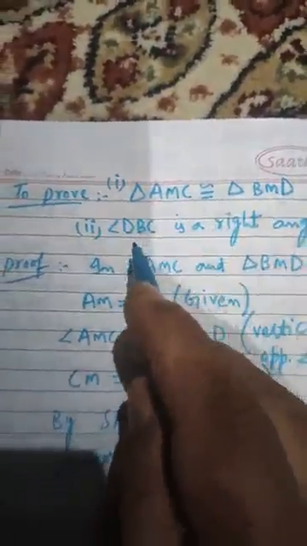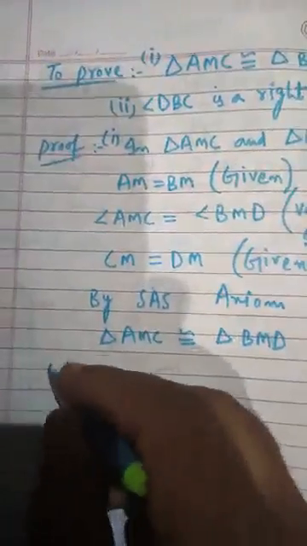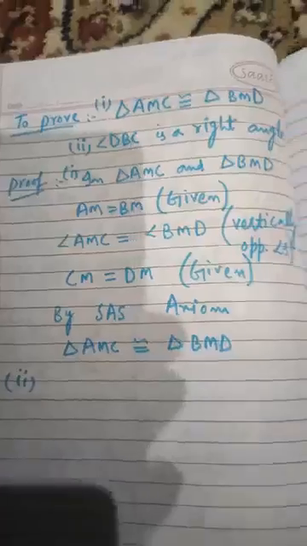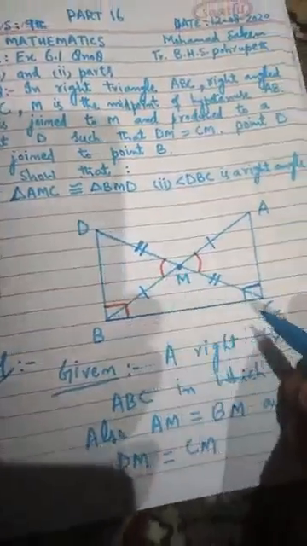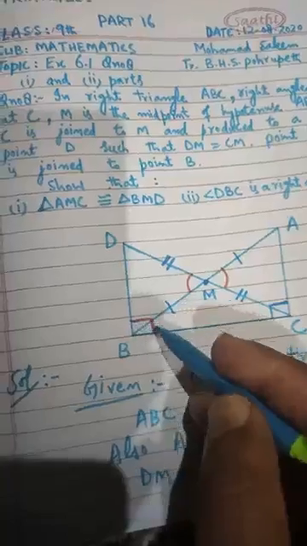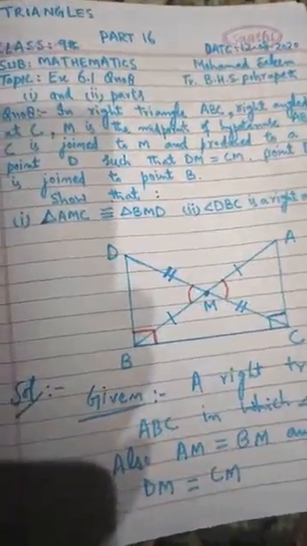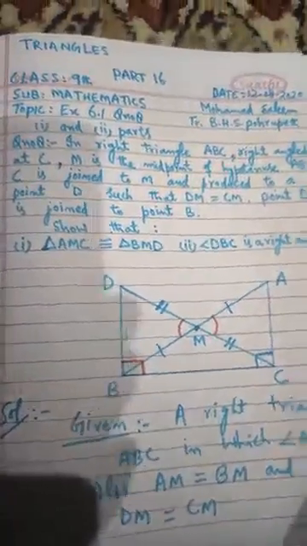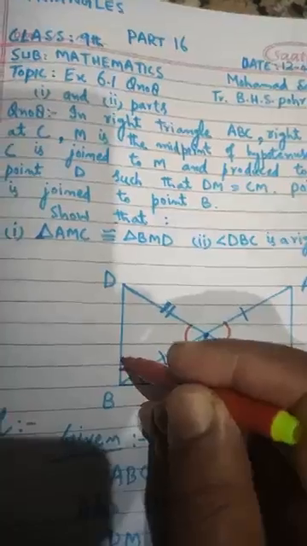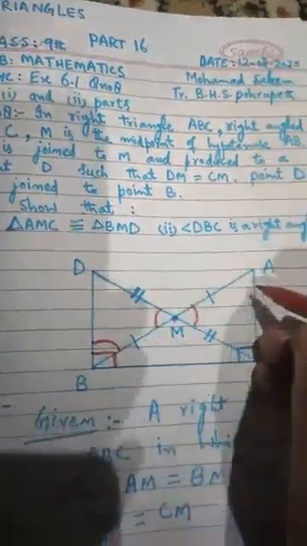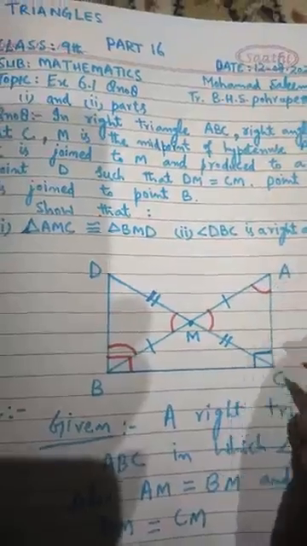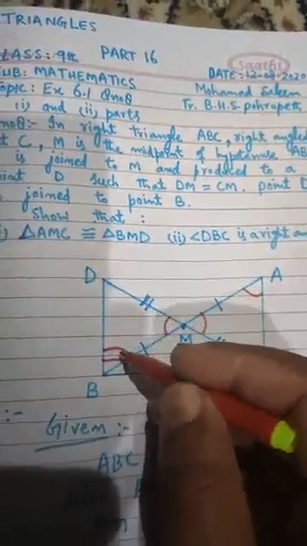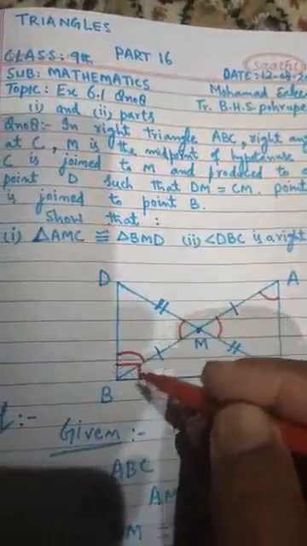Then we have the second part. This was the first part, and now we have the second part. We have to prove that angle DBC is a right angle. DBC is a right angle, this angle. Okay, now see, clearly you can see that this angle and this angle, these are equal. Here it is angle CAM and this angle is DBM.